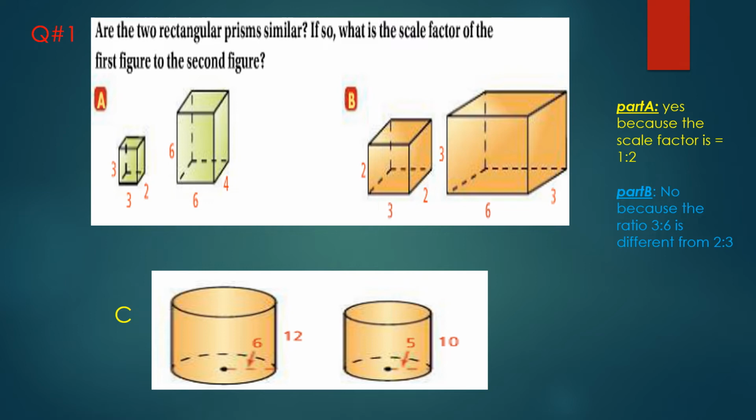For part C, two cylinders are given with different radii and different heights. Let us compare the radius from the smaller figure to the second figure. So it is 5 to 6. Then when you compare the heights ratio, it is 10 to 12, or in simplest form the same as 5 to 6. So your answer is yes, because the scale factor is 5 to 6.